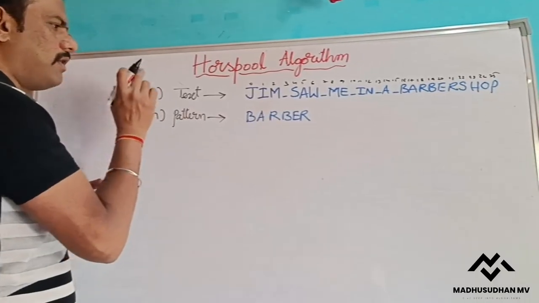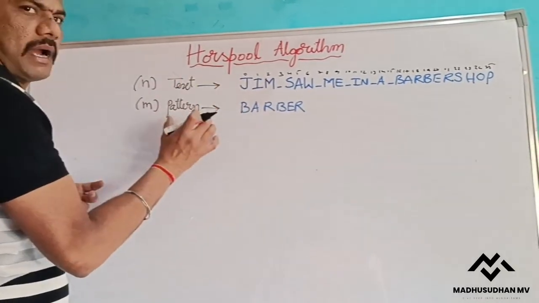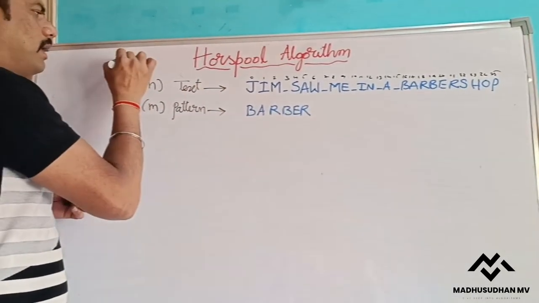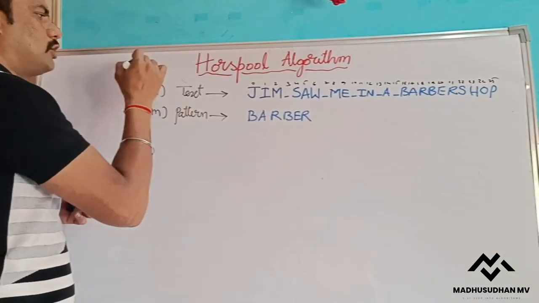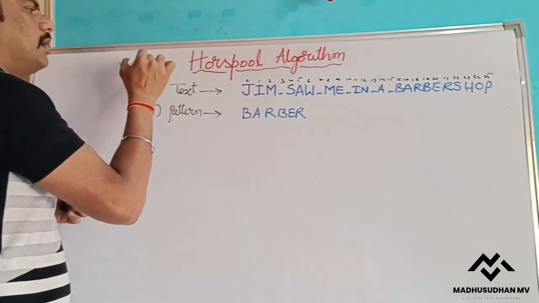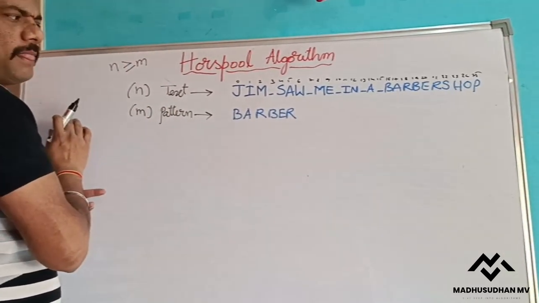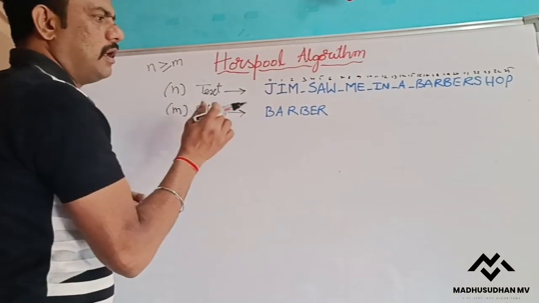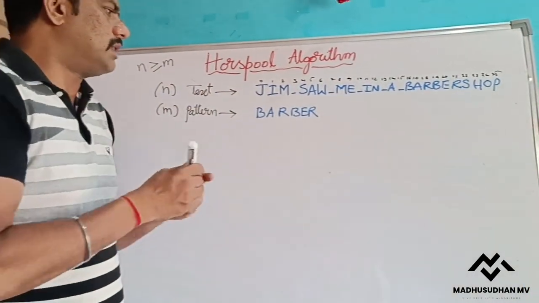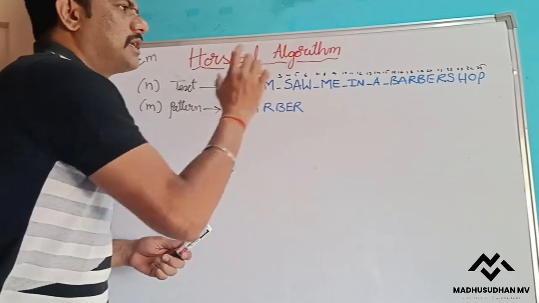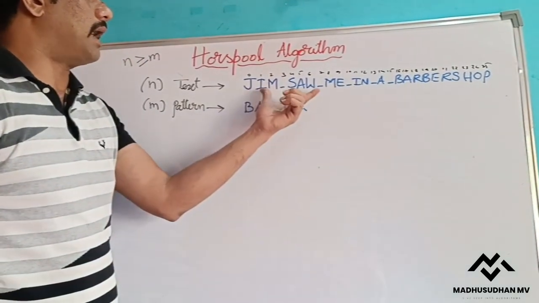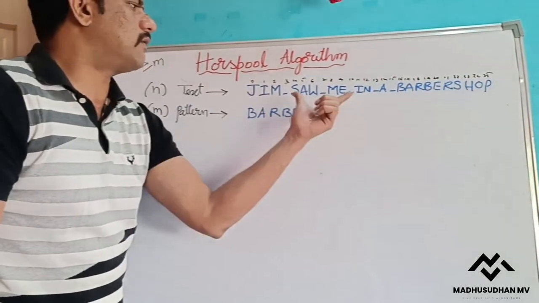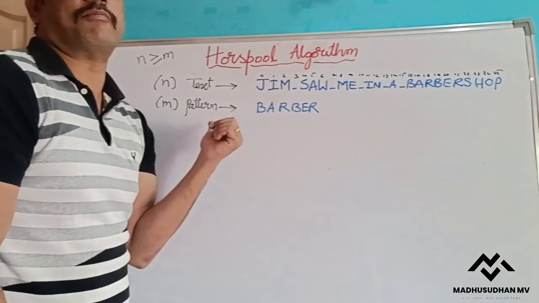Generally, we always need to take the text and pattern in such a way that the size of the text should be greater than or equal to the pattern size. In general, the pattern size is m and the text size is n. Now we need to search whether this pattern is present in the given text or not. In this example, I took 26 characters of text and 6 characters of pattern.